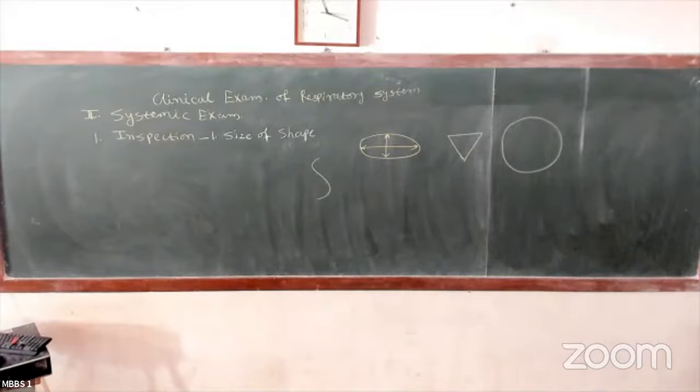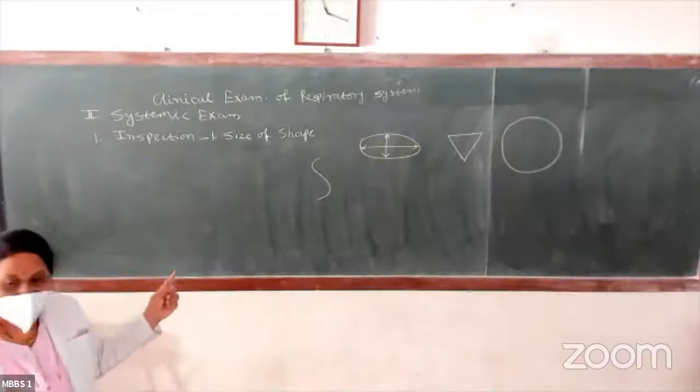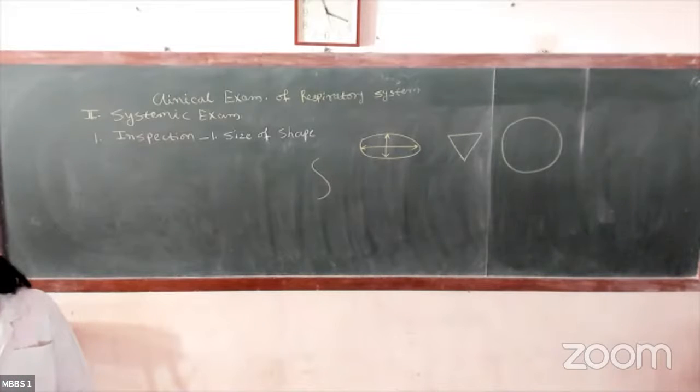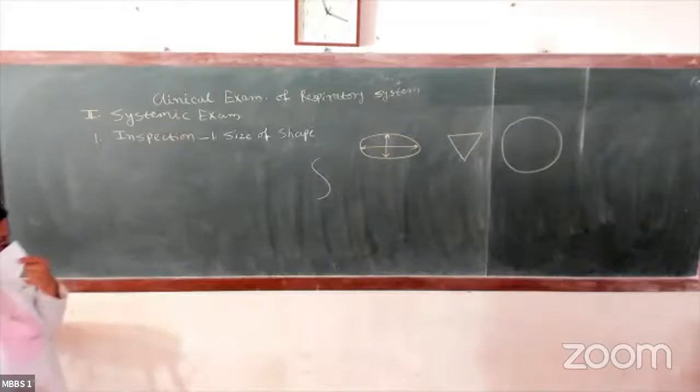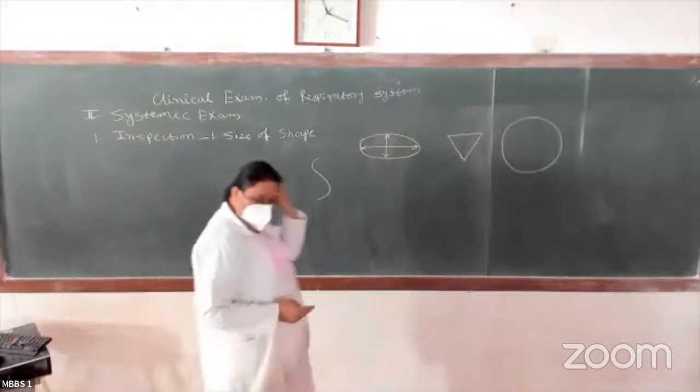In diseases like pigeon chest, there is a prominence of the sternum. In emphysema, there is a barrel-shaped chest. In scoliosis, there is an asymmetry of the chest. Also, there are many other types of chest: funnel-shaped chest, cobbler's chest. These are the abnormal types of the chest.